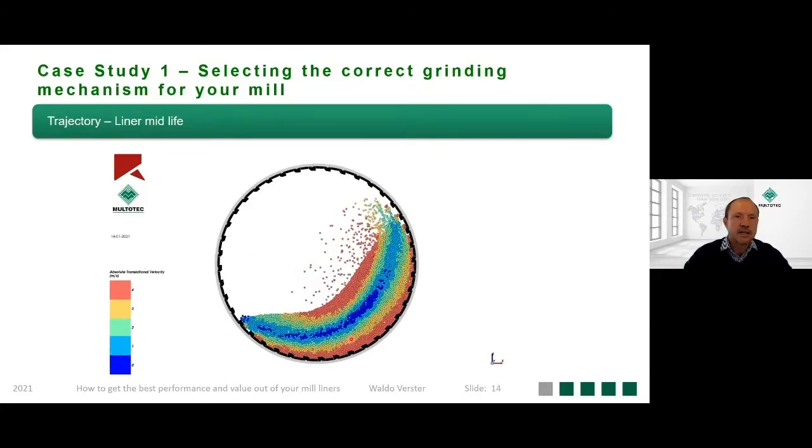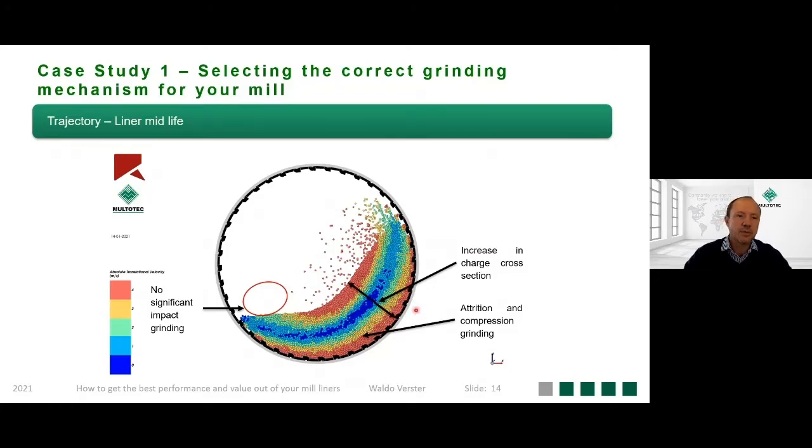If we take a look at the liners in the midlife condition, we see a totally different picture from a trajectory point of view. Firstly, no significant impact grinding in this area of the mill. We still see the attrition and compression grinding doing most of the work, and a small benefit of less material in free flight is that we have increased the cross-section of the charge in this area of the mill. This will then also benefit the amount of attrition and compression grinding because you've got more material acting in this area of the mill.